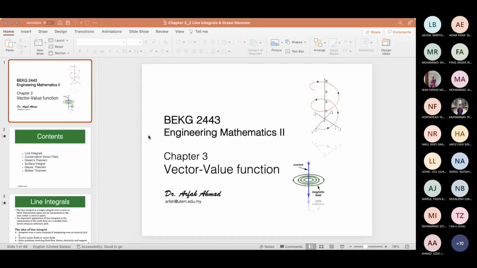So we are going to continue our lecture today with the second part of the vector value function. That is, we have the line integrals, the Green's theorem, the Stokes theorem, the Divergence theorem. That is vector calculus.